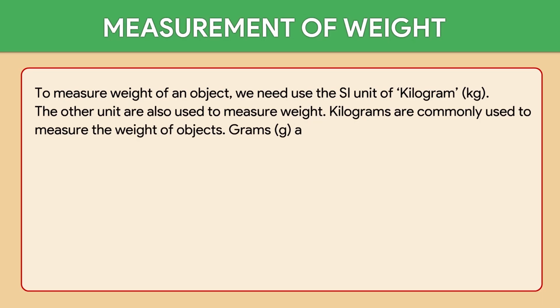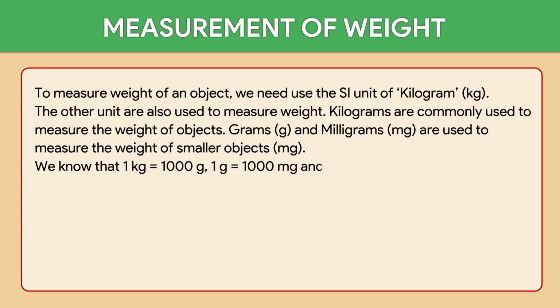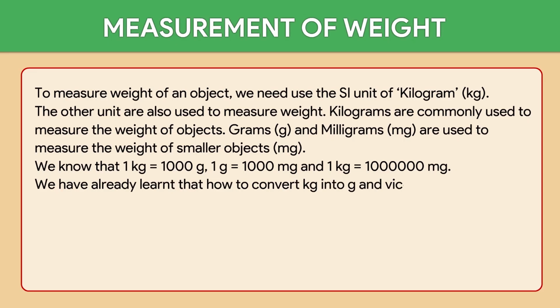Grams, g, and milligrams, mg, are used to measure the weight of smaller objects. We know that 1 kilogram is equal to 1000 g, 1 g is equal to 1000 milligrams, and 1 kilogram equals 10 lakh milligrams. We have already learned how to convert kg into g and vice versa.